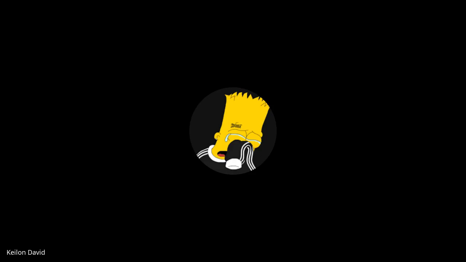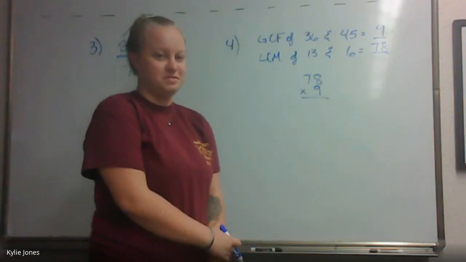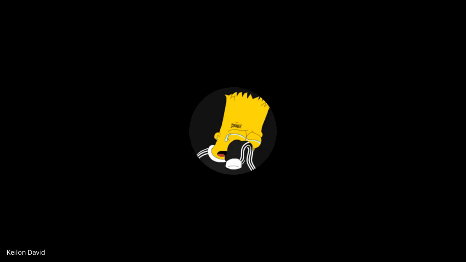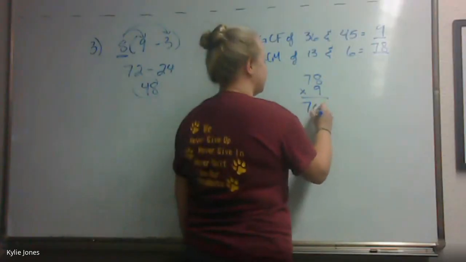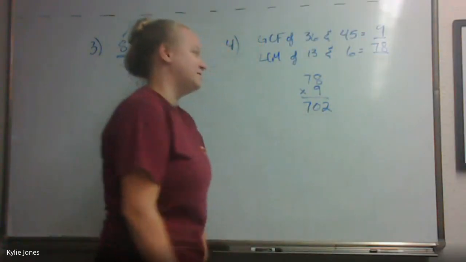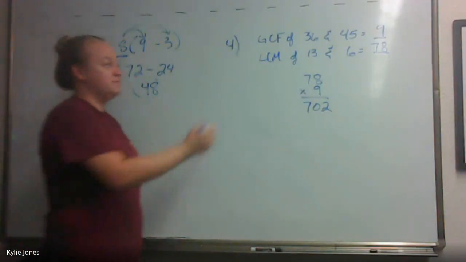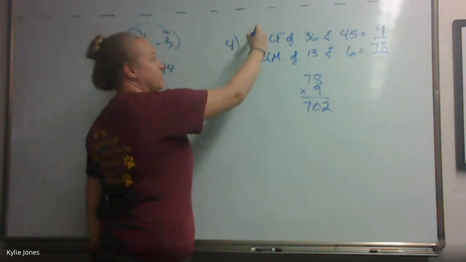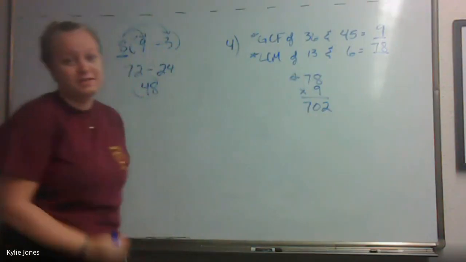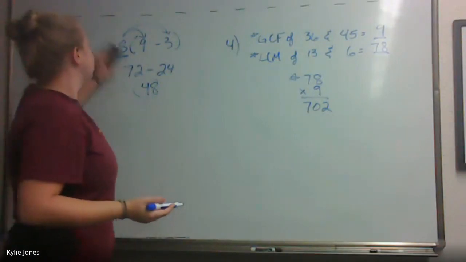702. Good. 702 is your answer. Okay? That one, there's multiple steps to that. Find the GCF first, then find the LCM, and then you have to multiply. So that was a 3-step problem.